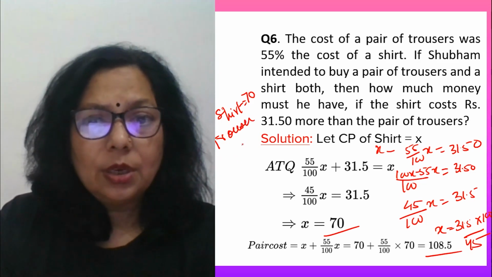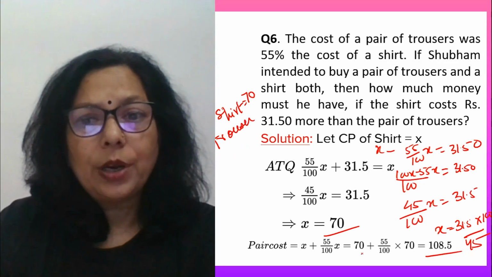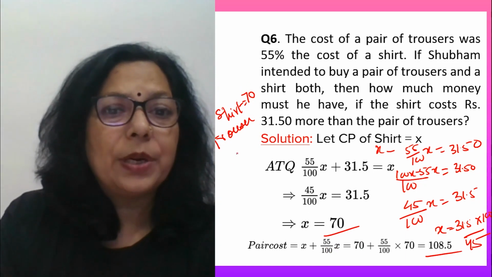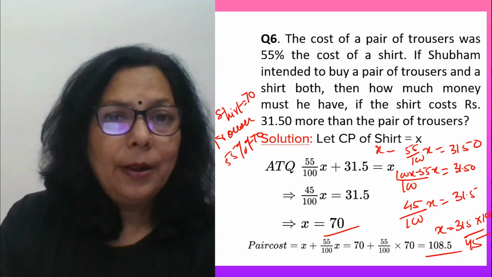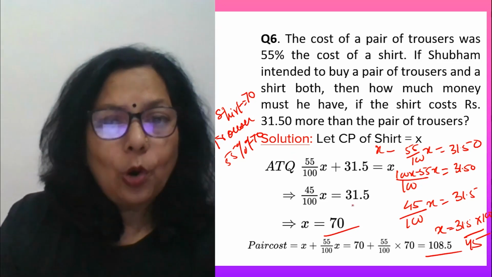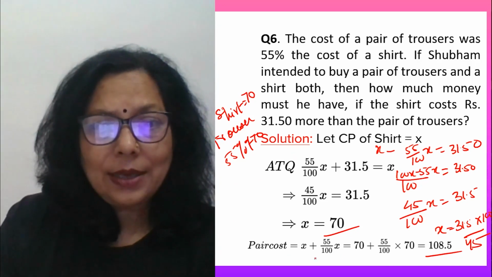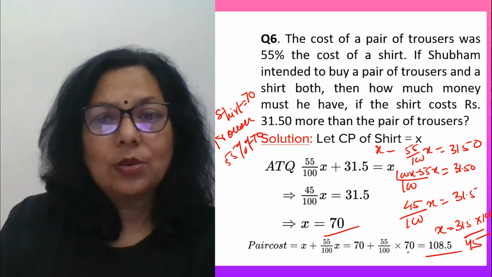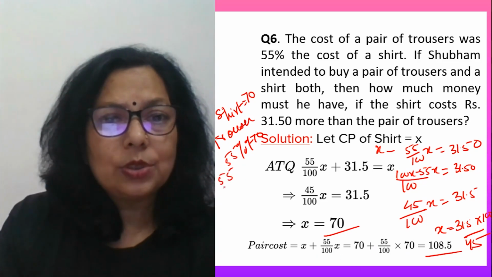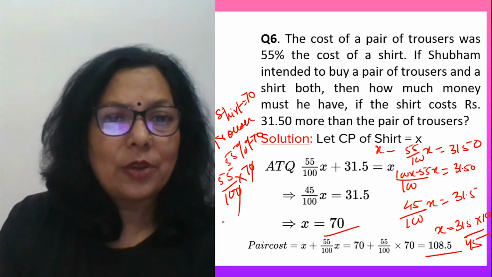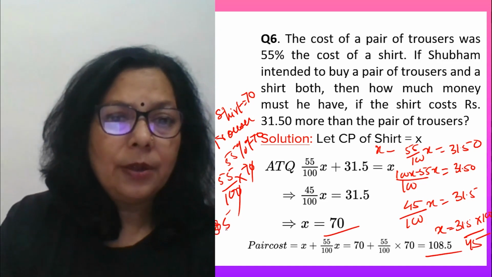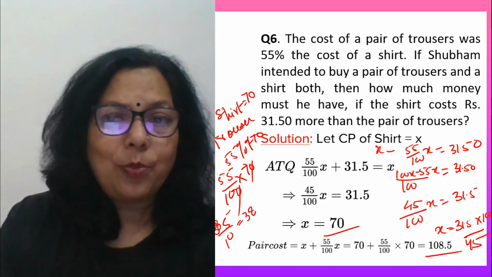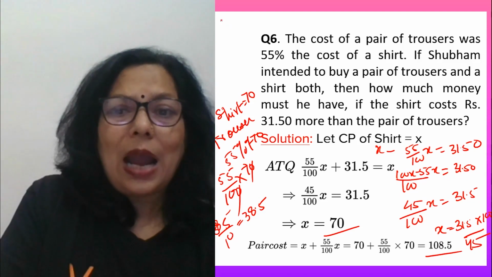is for how much? Trouser is 55% of 70, find that out and then add both of them. Or you can do it like this, x plus 55% of x. Similarly here, 55 upon 100 into 70, this gets cancelled. 7 5 is a 35, 3, 38. Divided by 10, 38.5.